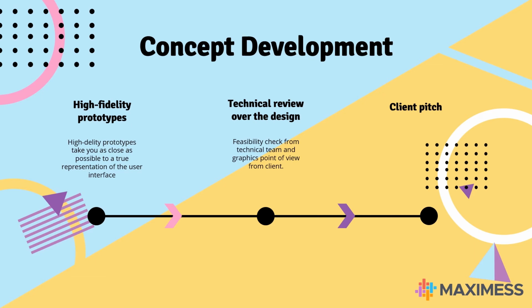The second step is technical review. Here I would like to give an example. Sometimes designers use fancy graphs in the designs, but for UI developers it's not possible to develop them. So a technical review from the technical team is important. At the same time, if there are any changes in the graphics, a review needs to be done from the client end.